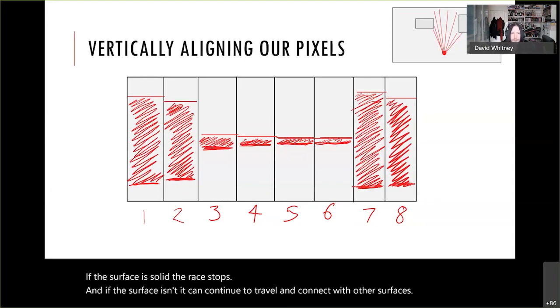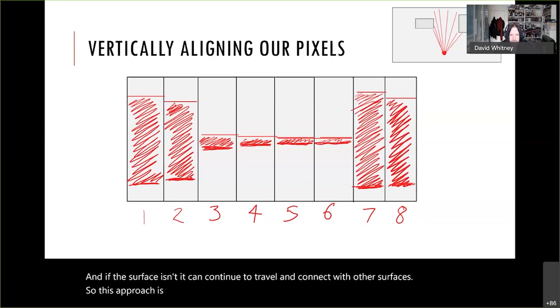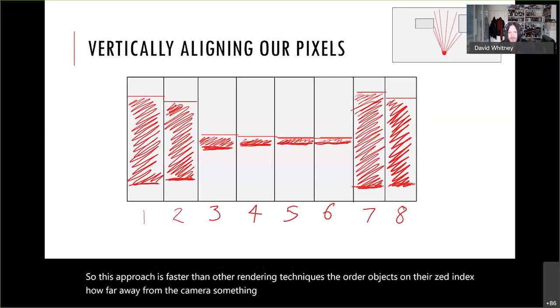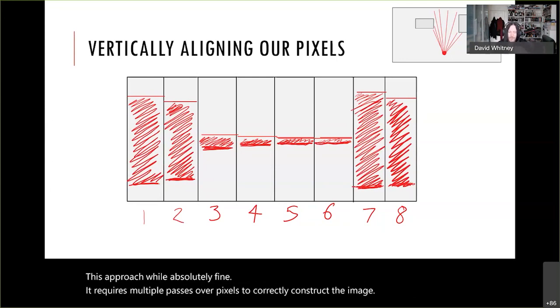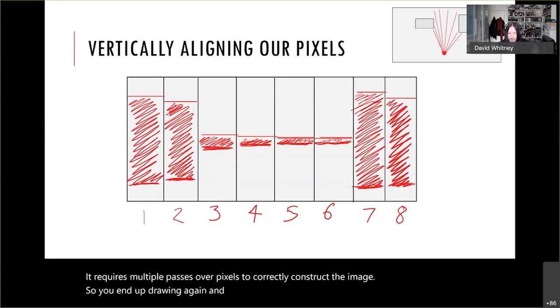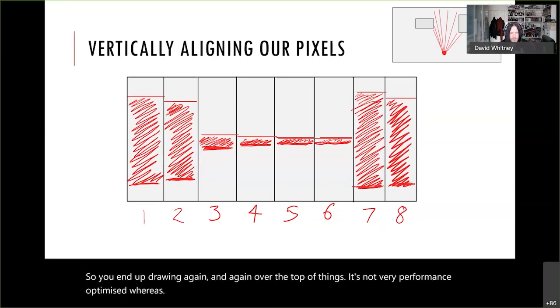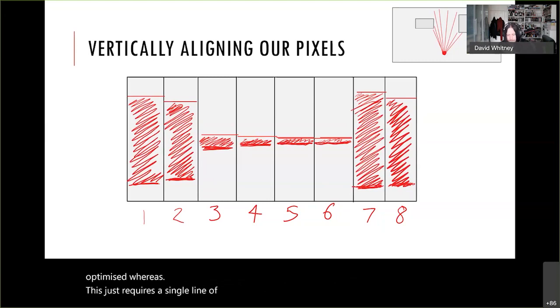So this approach is faster than other rendering techniques that order objects on their Z index, how far away from the camera something is, and then render them furthest away object first, which was one of the competing techniques at the time. This approach, while absolutely fine, requires multiple passes over pixels to correctly construct the image. So you end up drawing again and again over the top of things. It's not very performance optimized. Whereas this just requires a single line of horizontal rays. It's quite fast.